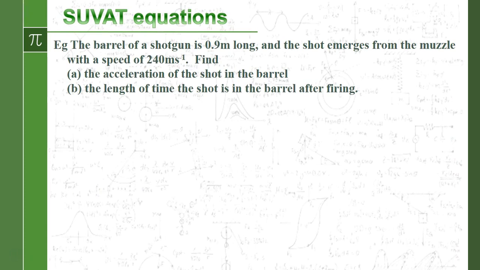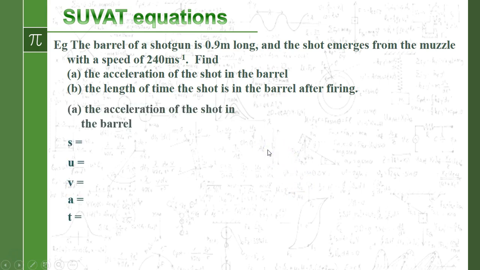On we go. So, the barrel of a shotgun is 0.9 metres long, and we know the shot comes out of the barrel at a speed of 240 metres per second. Find the acceleration in the barrel. Okay, so SUVAT, what do we know? So clearly S is going to be 0.9.